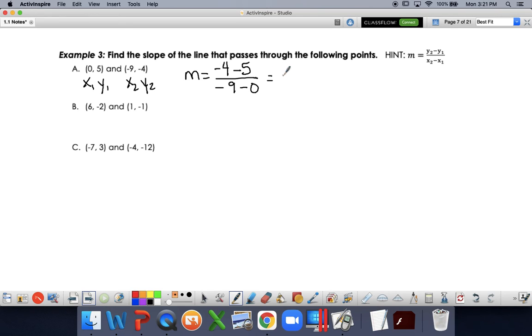I get -4 minus 5. Do not make any integer errors. Feel free to use the calculator to make sure that you don't make those errors. The slope for my first one is 1. I encourage you to pause the video and try the others on your own before I go ahead and show you the work.